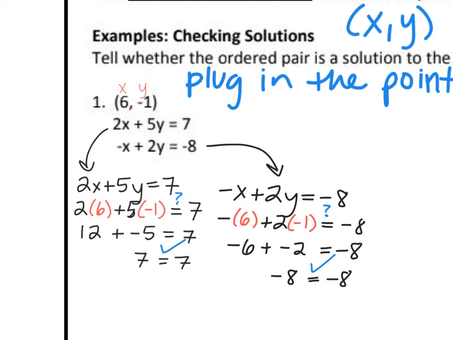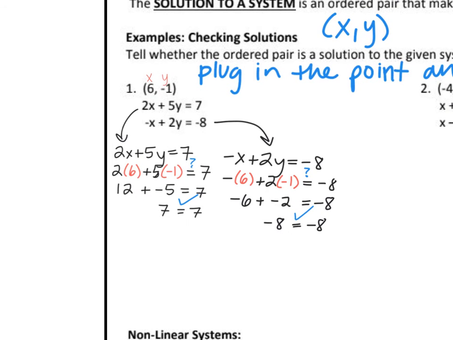Okay, it worked for the first equation. It worked for the second equation. So think about this logically. Is it a solution? Yeah, because it works for both. It makes both equations true. You have to tell me, yes, it is a solution, because it works for both equations.